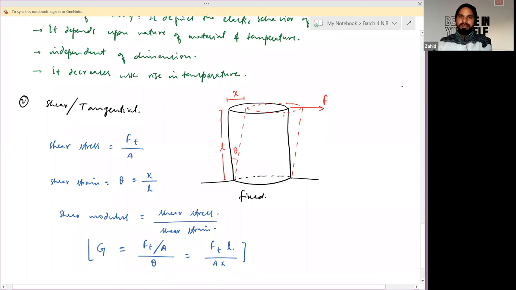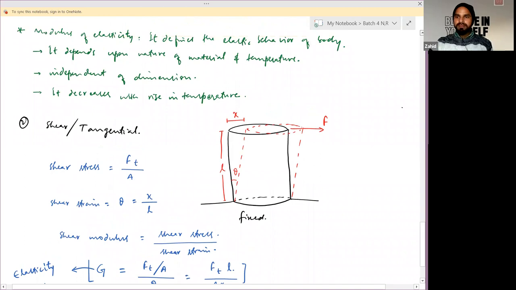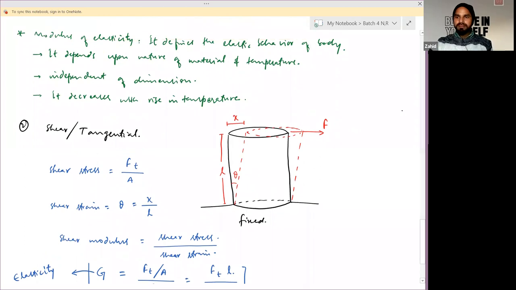Since for the application of this tangential force, the shape of this cylinder is slightly deformed, this shear modulus is also termed as elasticity in shape. Is it clear? Can you explain the starting part, the shear stress and shear strain? Okay.